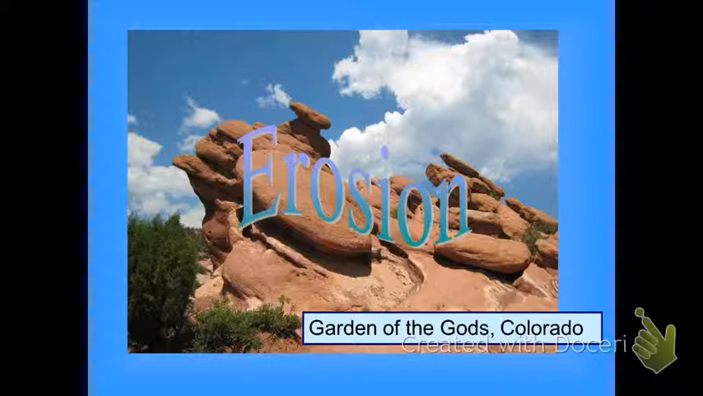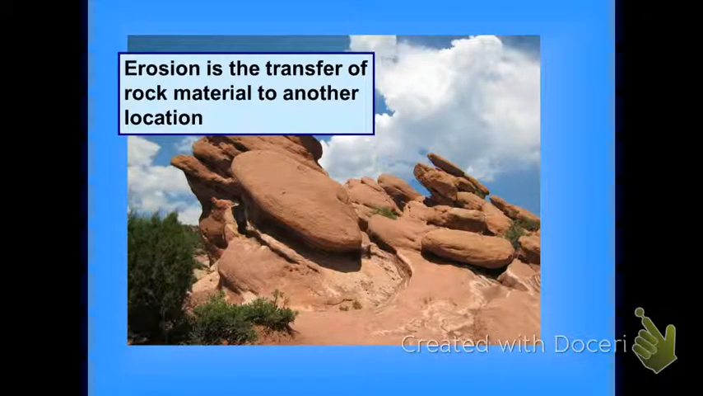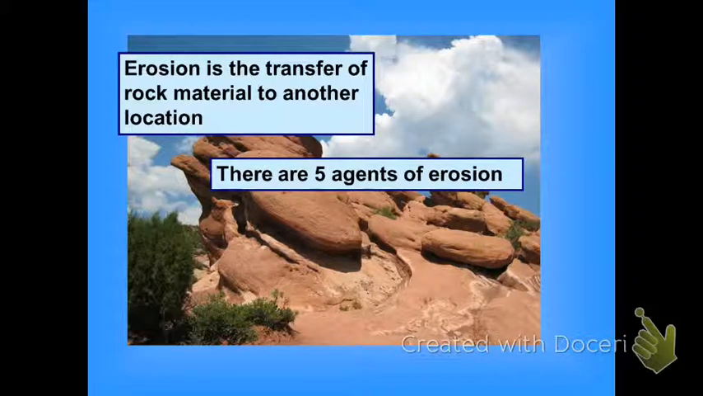Now, erosion is a little different. Once it's broken down, it has to go somewhere. So erosion is the movement of that broken down rock to somewhere new. This process is called erosion, and there are 5 ways to erode things.